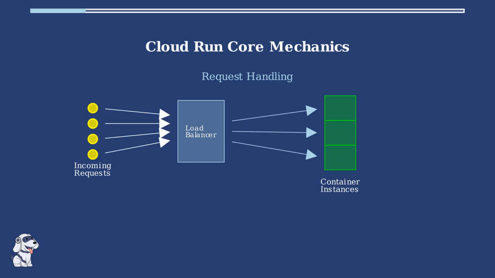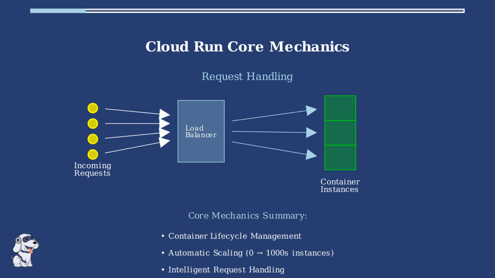CloudRun manages how incoming requests are distributed across container instances, with configurable concurrency limits and sophisticated load balancing algorithms. These three core mechanics work together seamlessly to provide a robust serverless computing environment. We will use step-by-step animations and detailed graphs to explore each of these concepts in depth throughout this module.